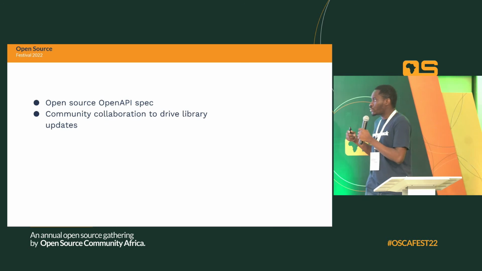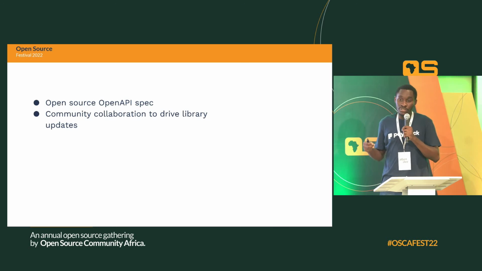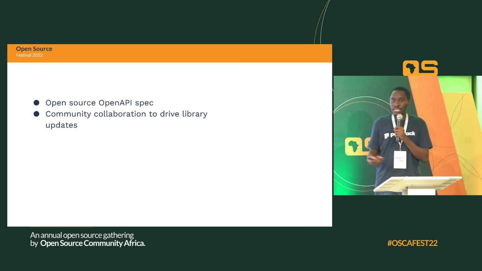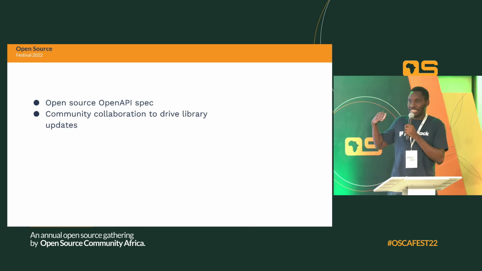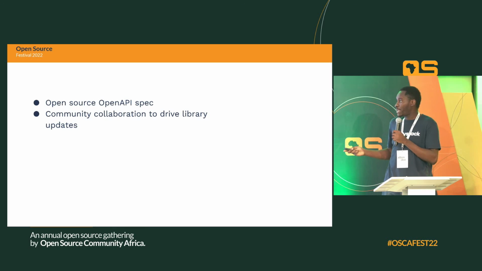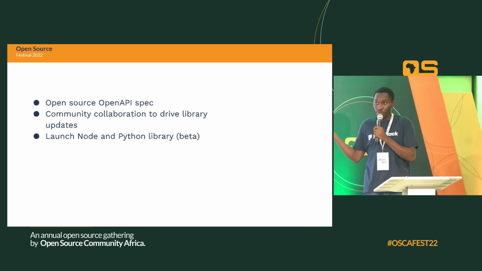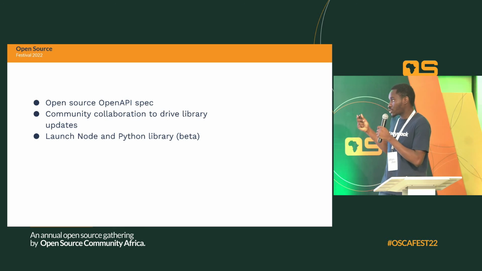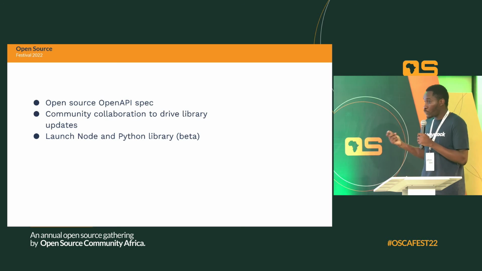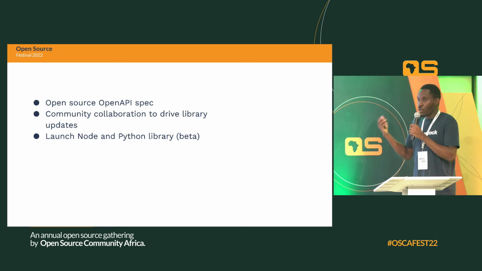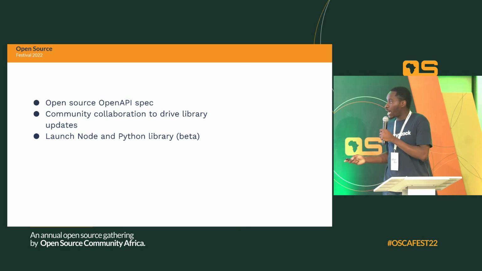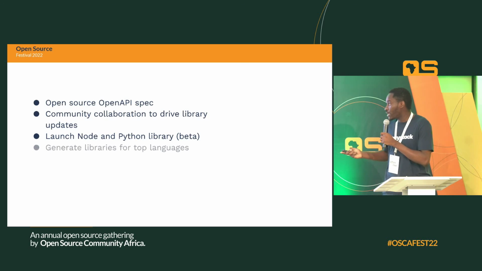The next thing is we're looking to drive community collaboration by working with developers who have already built client libraries for us, so that they can update all the existing libraries with the new features we have on our APIs. We need the help of the community to make this come to pass. Next, we're going to launch our Node and Python libraries in beta in the coming weeks, so you can see how this works. A lot of companies that make use of APIs will really benefit from this, and we'll be able to learn one or two things.